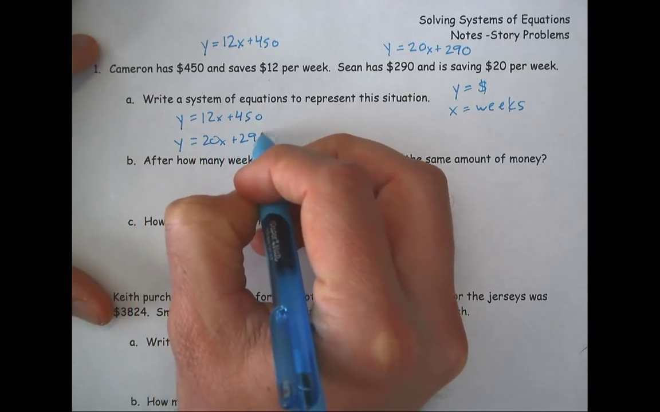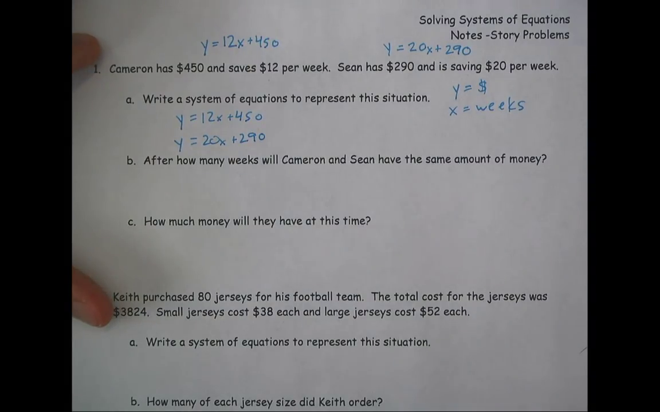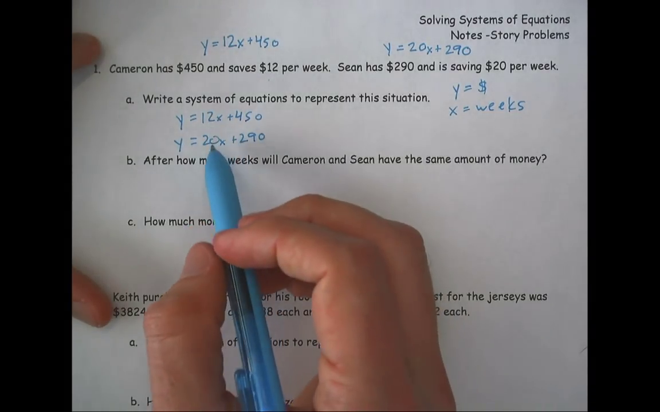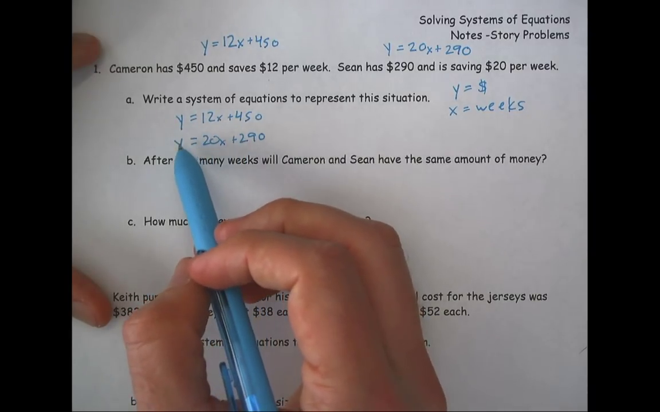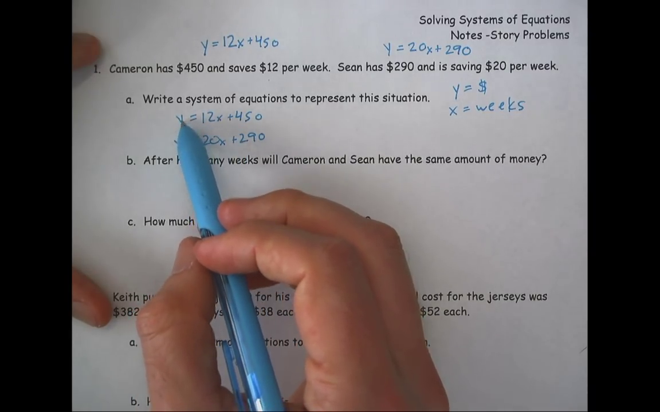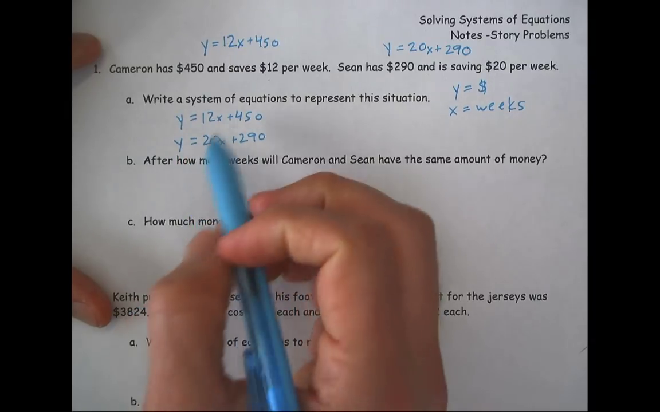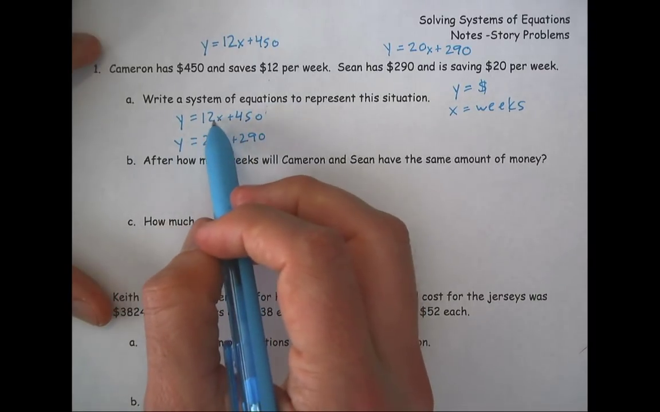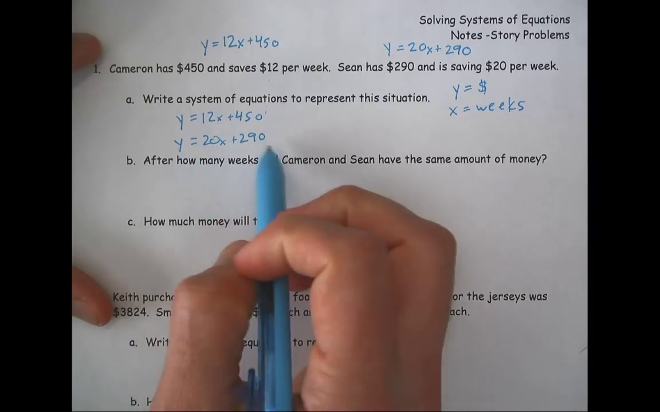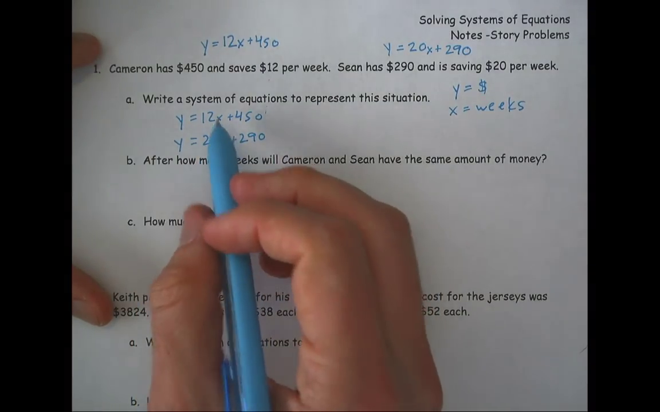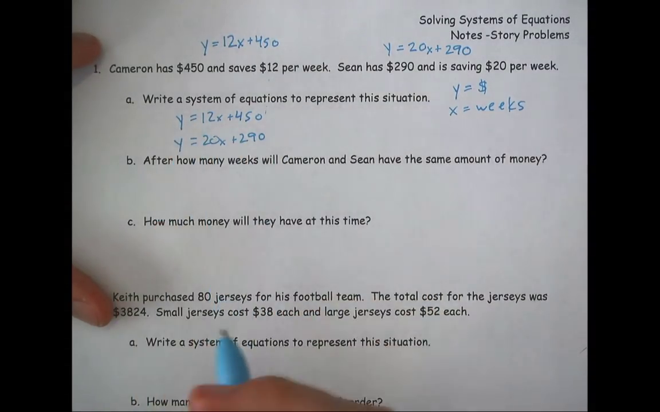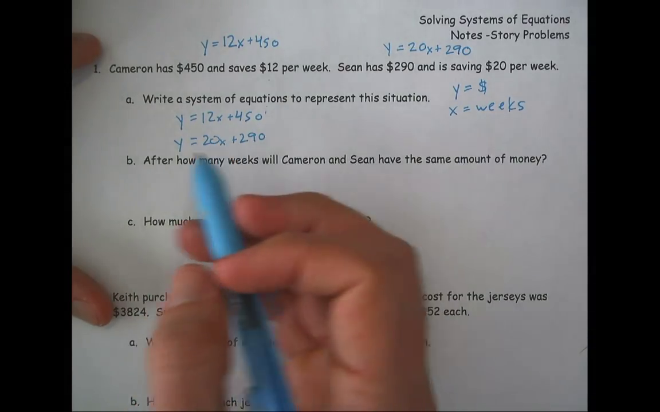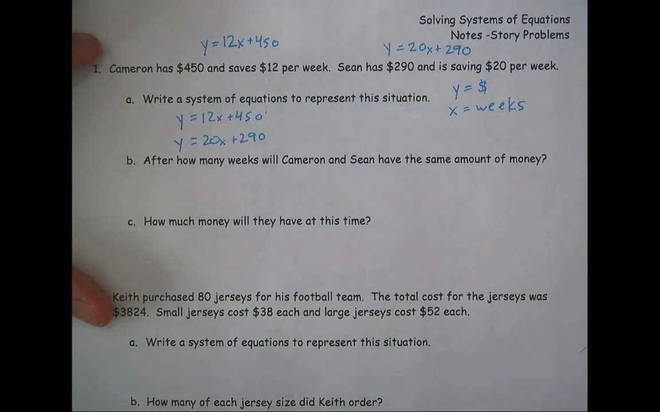So a system just means multiple equations. And it says, after how many weeks will Cameron and Sean have the same amount of money? So when will they be equal? In this case, you're just going to find out when this amount of money is the same. When are these y's exactly the same? So we can just plug this in, much like we've been doing for y, and see when this amount of money equals this amount of money. What number do you put in for x where you get the same number for y? And that's solving a system, getting the pair of x and y that satisfies both of these.